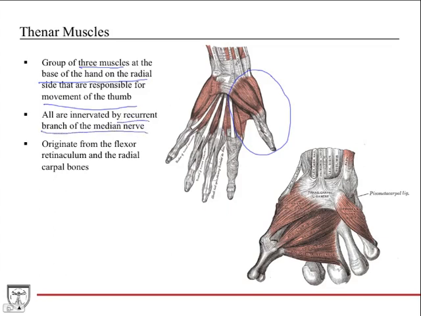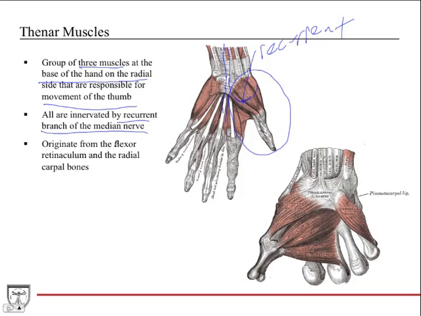And the recurrent branch of the median nerve: the median nerve comes in here like this, comes in through the carpal tunnel, and then it gives off a branch after it enters the hand that curves like this, and it gives innervation to all these muscles here, and then the median nerve continues on. So that's your recurrent branch, okay? We'll go over that in more detail in the nerve section, okay?